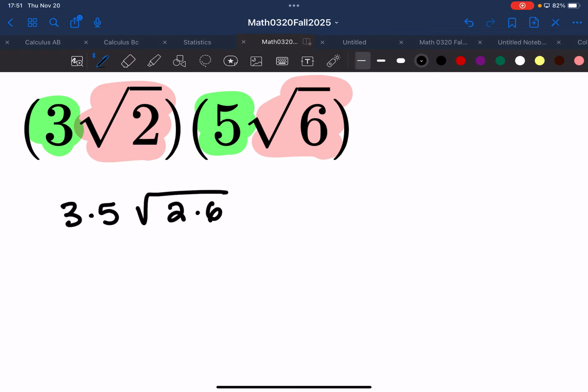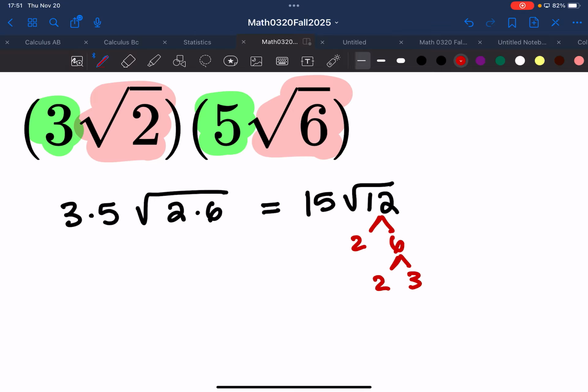So I can simplify this to 15 square roots of 12. Okay. But before I say, okay, this is my answer, I need to make sure my radical is as simplified as possible. And I check that by the prime factor tree, the same that we were doing yesterday. Okay, so I'm going to do the prime factor tree for 12. And so I get 2 and 6. What would be next off of 6? 3 and 2. Good, 3 and 2 or 2 and 3.